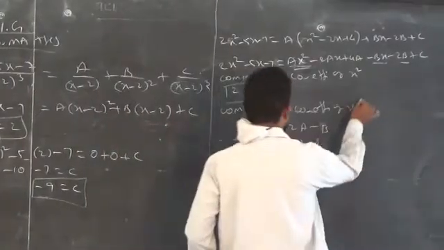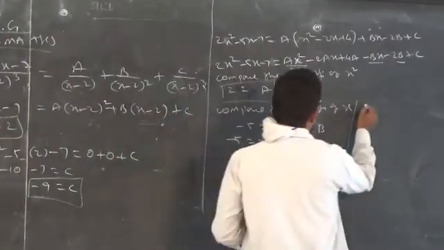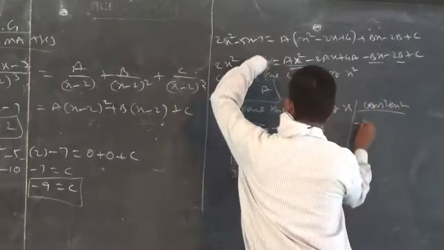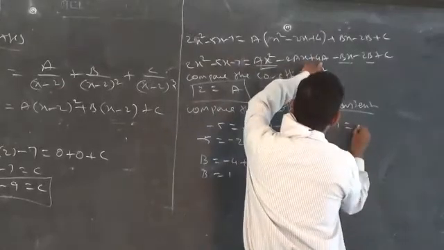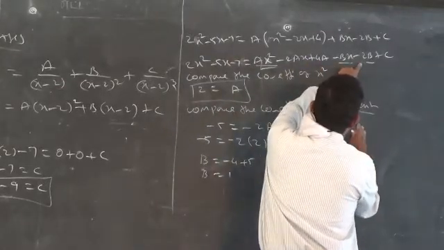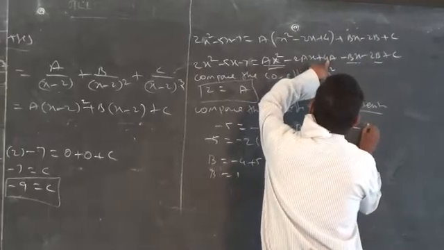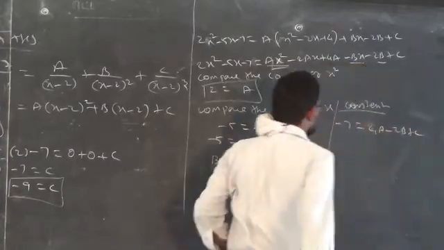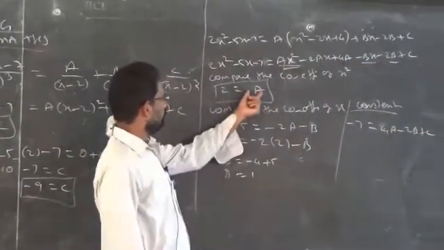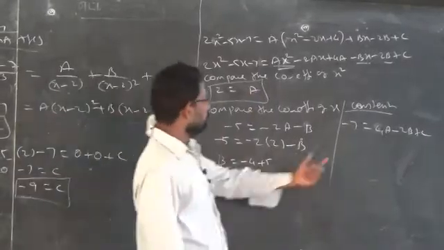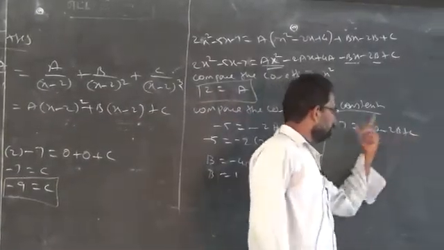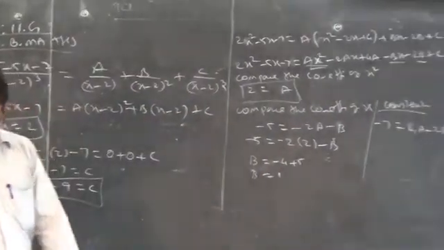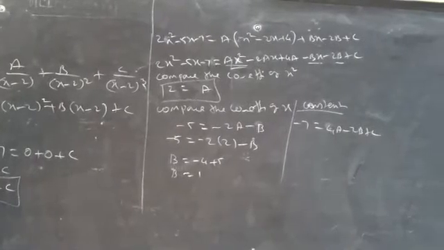Another method to find out the value of b is the constant. Just compare the constants on both sides. What is the constant? Minus 7. What is your constant over here? 4a minus 2b plus c. We know already the values of a and c. If you replace a and c, you can easily find out b. Your answer must be equal to how much? 1. If you got a different answer, then your answer is wrong.